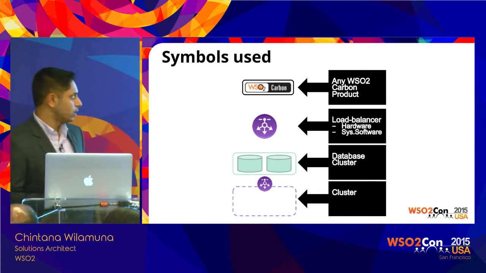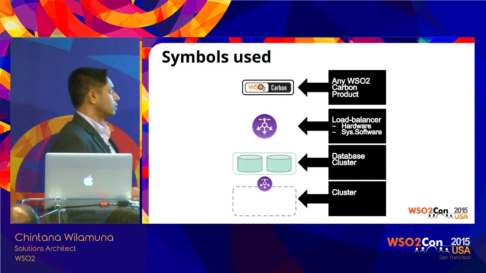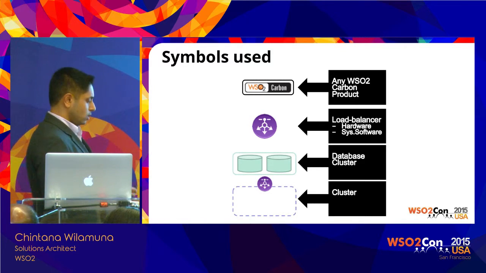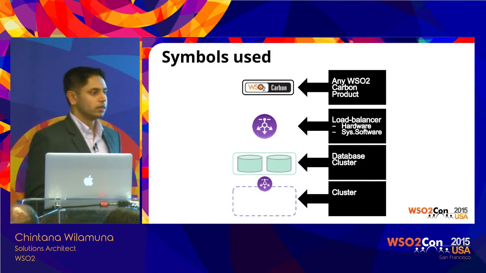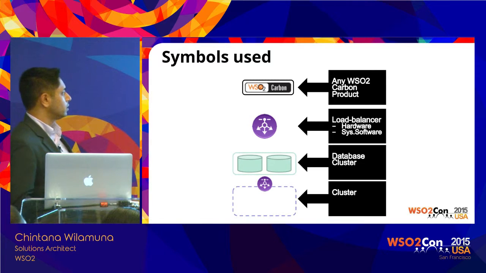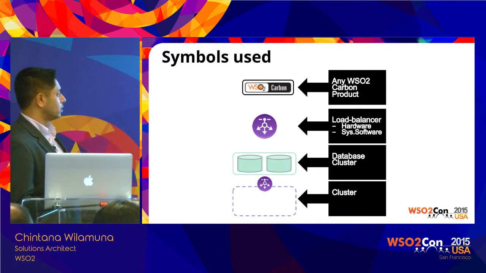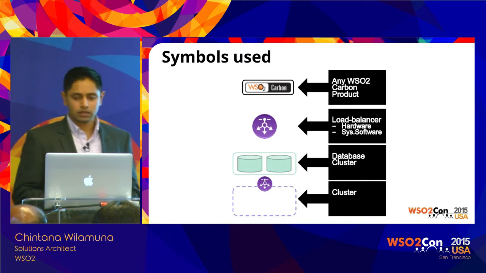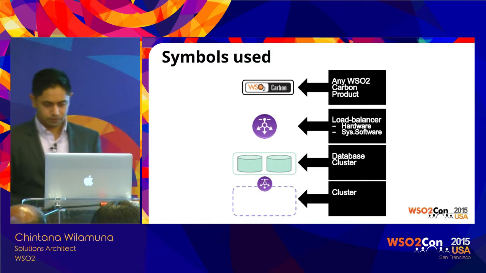For the rest of the patterns, here is an introduction to some of the symbols. Whenever you see this icon, it represents any Carbon-based product. Then there are icons for a load balancer, a database cluster, and a cluster that has a load balancer in front of it.